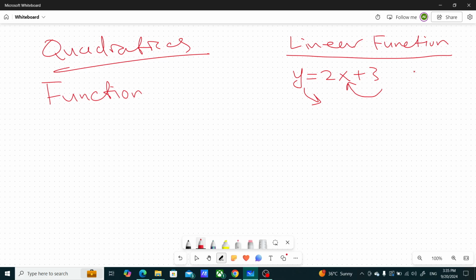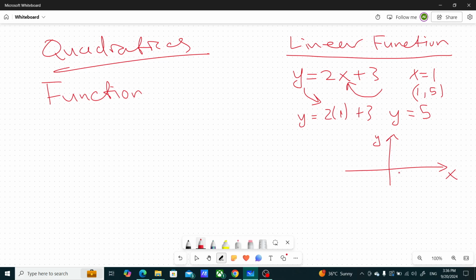So let's try when x equals 1. So y equals 2, instead of x I will put a 1, plus 3. So y equals 2 times 1 is 2, plus 3 is 5. So when my input is 1, my output is 5. And then I can put this on a graph of y against x. When my input is 1, my output is 5, and this is my point. I can keep doing the same for multiple inputs and multiple outputs, and this is going to give me a shape at the end.